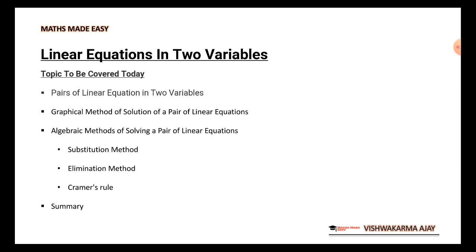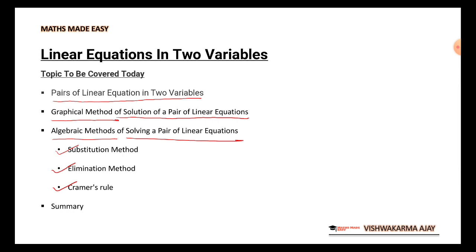Topics to be covered today: pair of linear equations in two variables, or pair of straight lines. We are going to see the graphical method of solution of a pair of linear equations. We are going to see the algebraic method to solve the pair of linear equations. There are three different methods to solve by the algebraic method: substitution, elimination and Cramer's rule. Today we are going to limit our topic till the elimination method. Cramer's rule we are going to see in the next lecture.